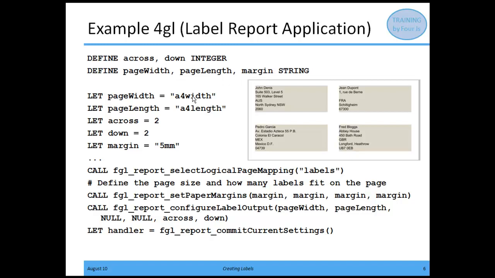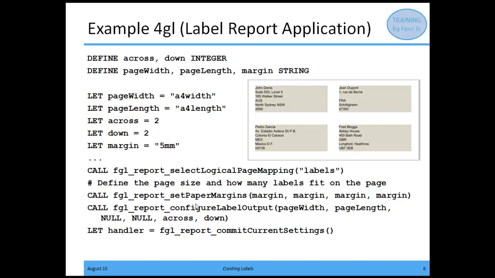Here they're setting their page width and page length to be an A4 width and an A4 length. If you need to know what values to put into page width or page length, you'll want to look at the dimensions table inside of your documentation. I said we had 2 across and 2 down, so I'm putting in 2 and 2, and my margin is going to be 5 millimeters. Inside of my 4GL report application, I need to call the FGL report select logical page mapping and pass in labels. So now I know I'm going to be printing out labels.